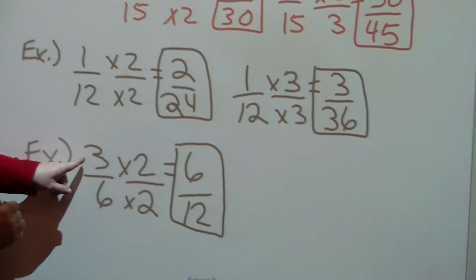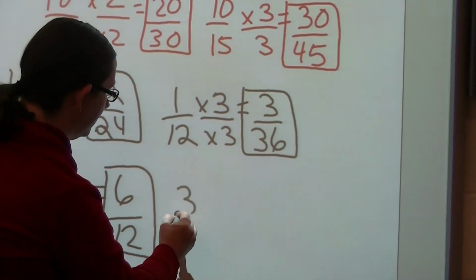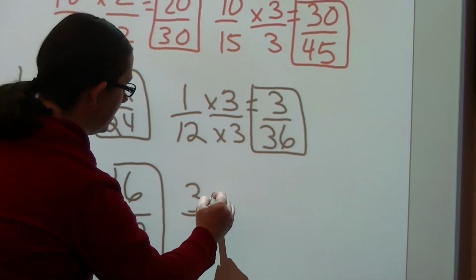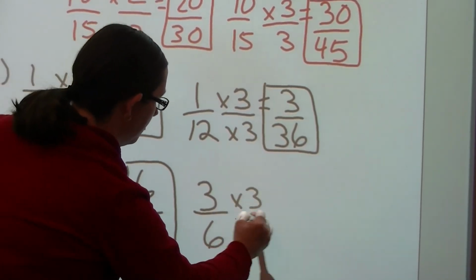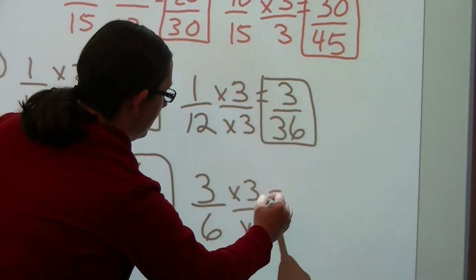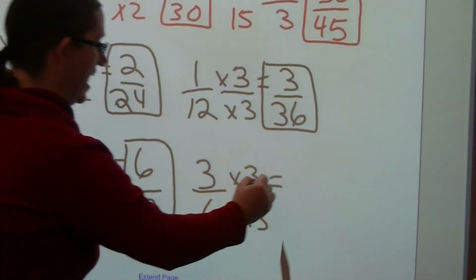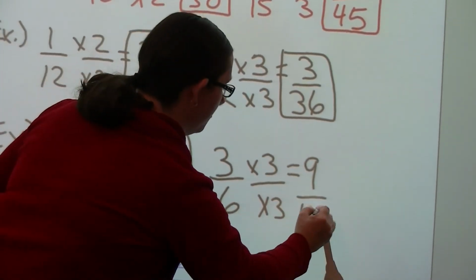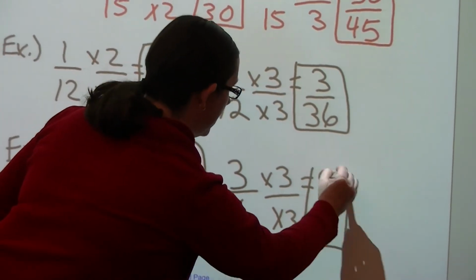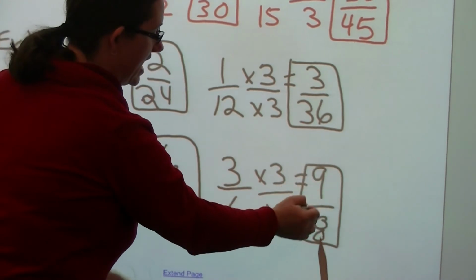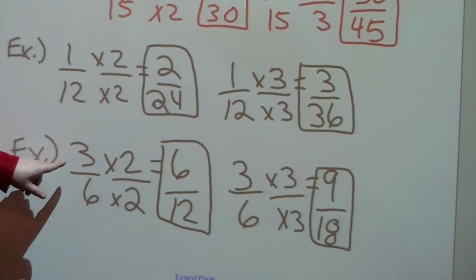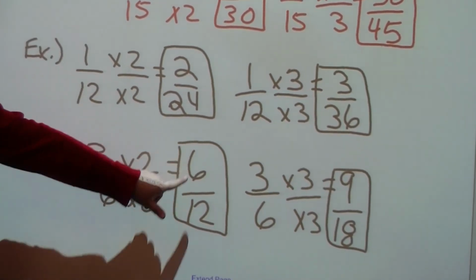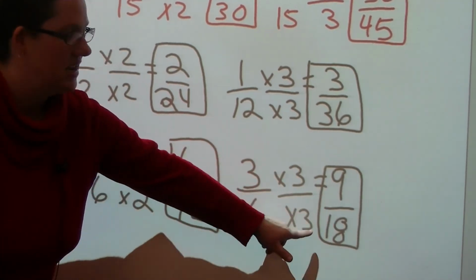All right, let's take our first fraction again, 3/6. Let's get another equivalent. This time we're going to multiply by 3. 3 times 3 gives us what? 9. Good job. And 6 times 3 gives us 18. Perfect. So another equivalent fraction for 3/6 is 9/18. So two equivalent fractions for 3/6 are 6/12 and 9/18.